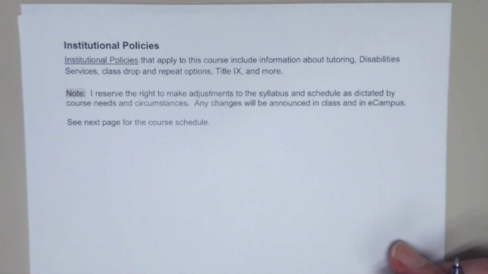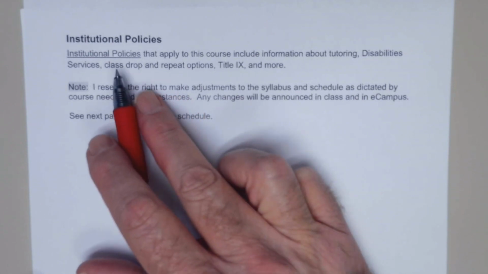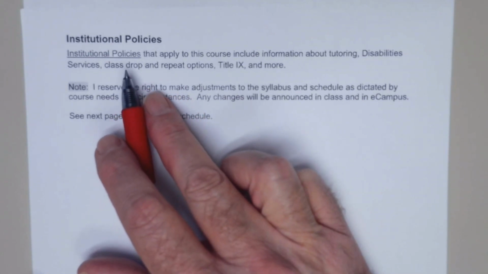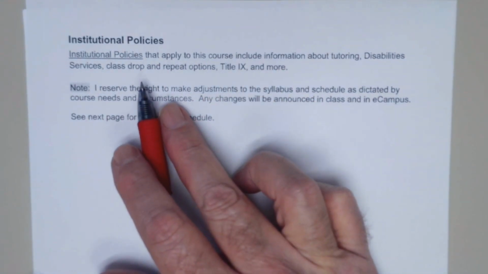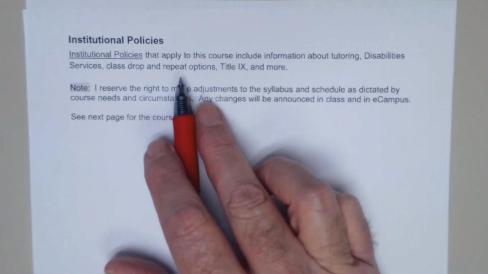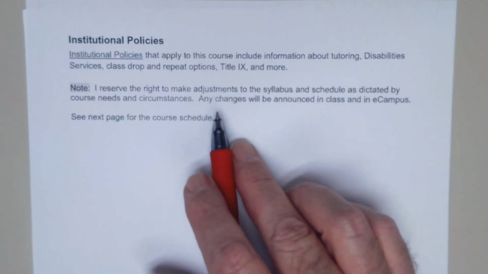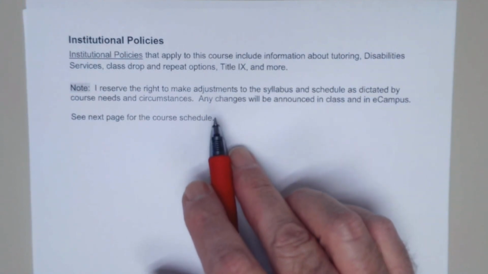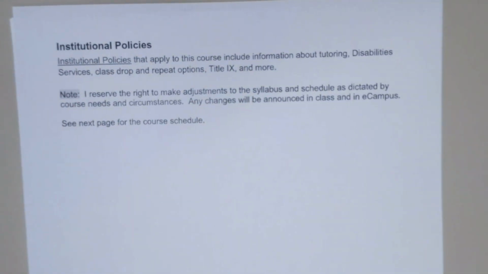So just a couple more things right here. Institutional policies. You should click on that if you haven't seen the policies of our college about things like tutoring, disability services, if you have to drop a class, or repeating options. There's a lot of information there that you should be familiar with. And I think that's about all I have to say here. Last thing we're going to do is look at the schedule.